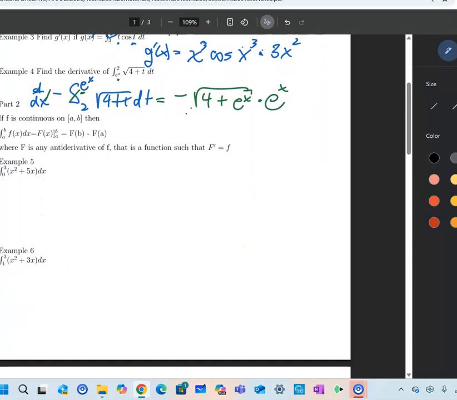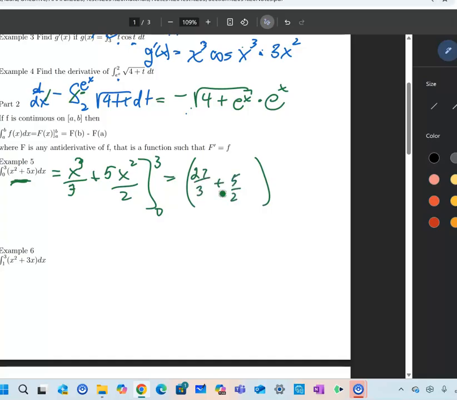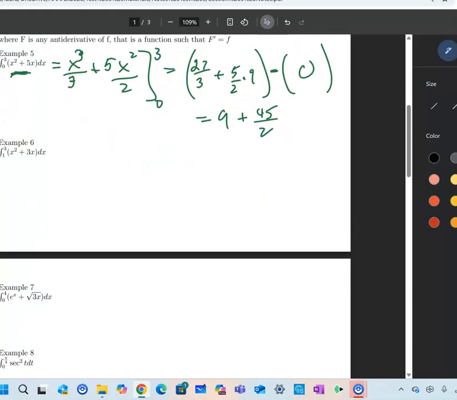Okay, so in the other video I showed you the proof of this. Okay, so let's just do it. So let's start with the antiderivative. So that's x cubed over 3, make that neater, plus 5x squared over 2. Remember, we don't put plus c. Then I'm going to plug in x equals 3. So I get 27 over 3 plus 5 halves times 9. And then I'm going to subtract off, plugging in x equals 0. Well, that's just 0. So this will give me 9 plus 45 halves. And that's the exact area under the curve.